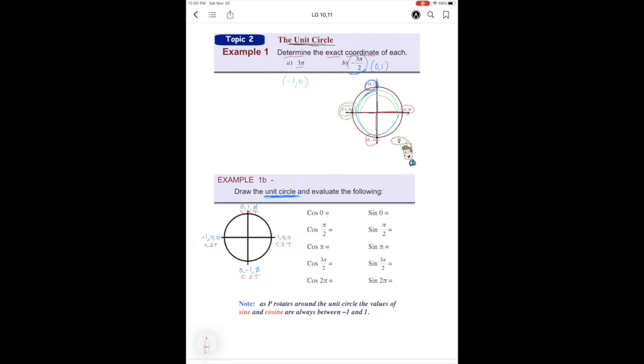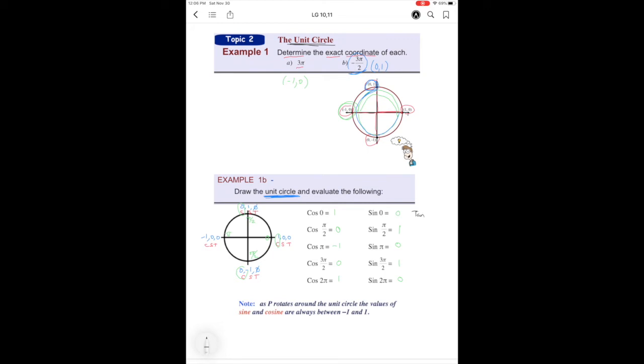So if I was doing cosine 0, I know cosine 0, because here's 0, and cosine's there, I look above it, and it's 1. If I go pi over 2, I know pi over 2 is up here, that's 90 degrees, and I'm looking for cosine, I look above it, it's 0. And over here is pi, so I know it's negative 1. Here's 3 pi over 2, so I know it's 0. And 2 pi is back to there, so it's 1. Now sine would be the next one beside it. So it would be 0, 1, 0, negative 1, and 0.